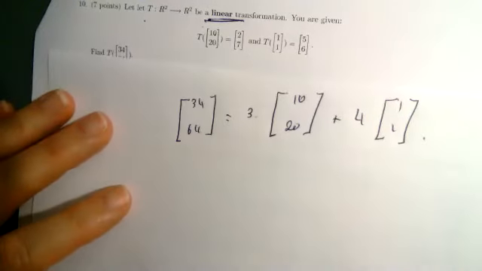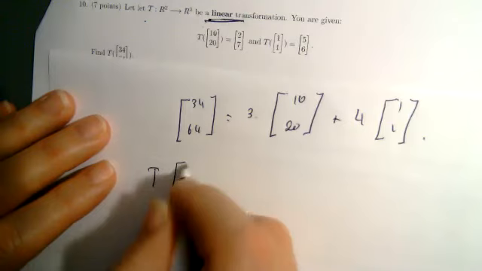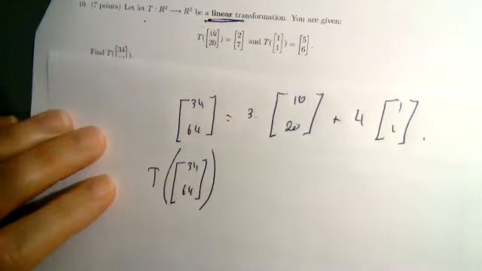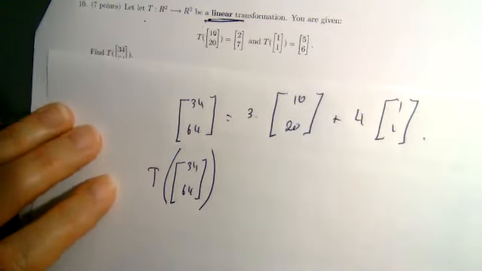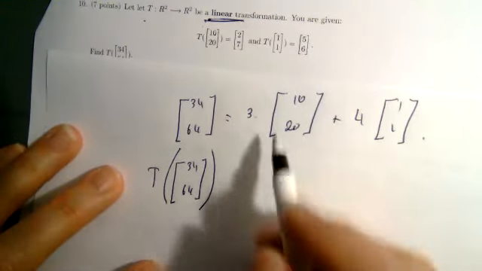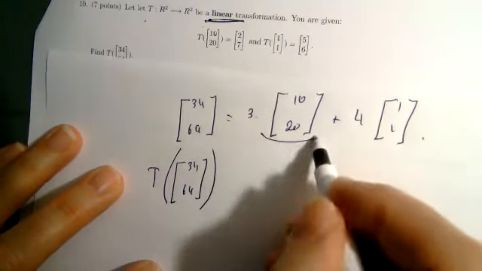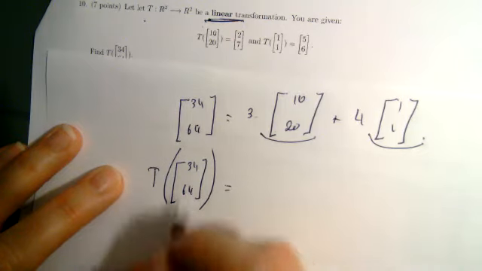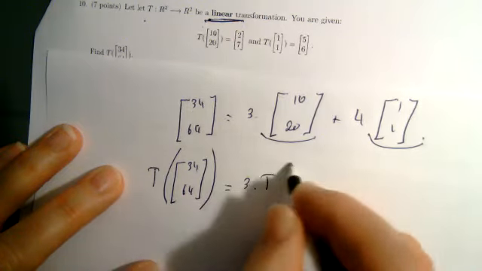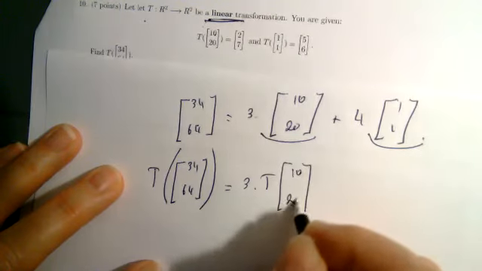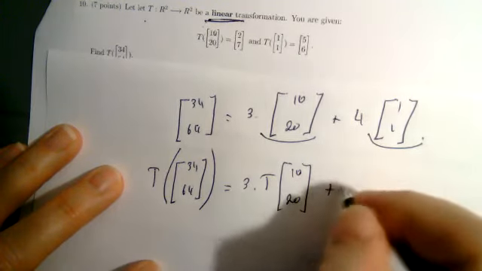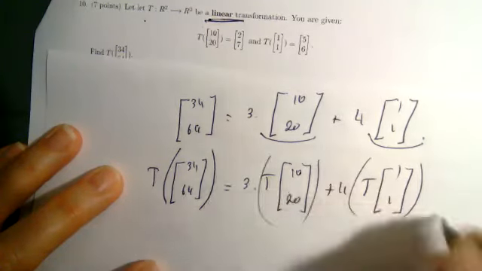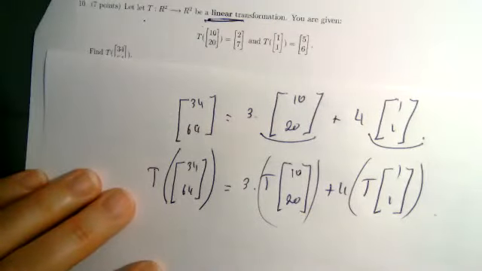All right, now can I find the image of this vector? Do I have the info to find the image? What do you think? This is 3 times that plus 4 times this. What does the linearity tell me? The image of this vector is 3 times the image of the vector (10, 20) plus 4 times the image of the vector (1, 1). That's where the linearity is playing a role.